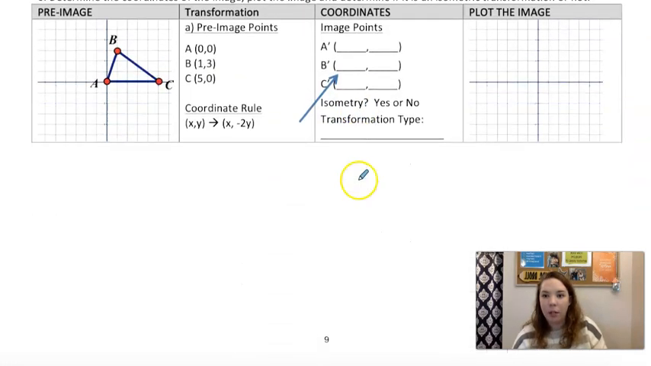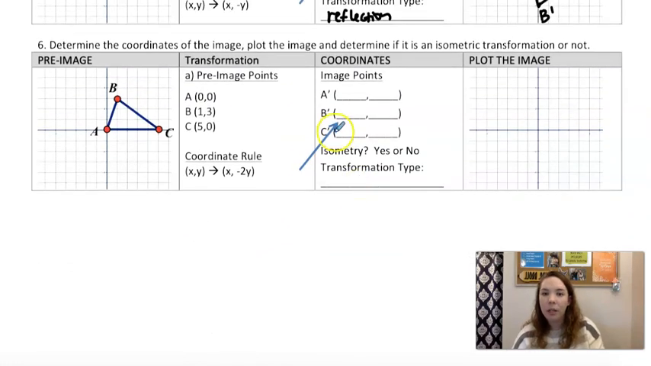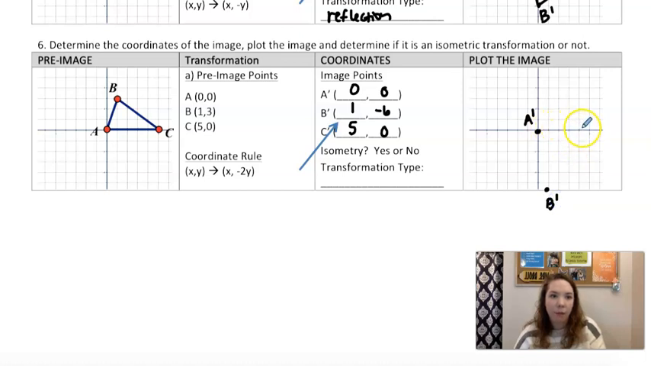All right, so we're going to do it again. This time they're telling us that we have x and -2y, so they're saying our x's stay the same. So I'm going to write those down, and then you're taking your y's times -2. So this is still 0. You'd have -6 and 0, and we'll plot those. So here's my A prime. 1, -6 is B prime, and 5, 0 is C prime.